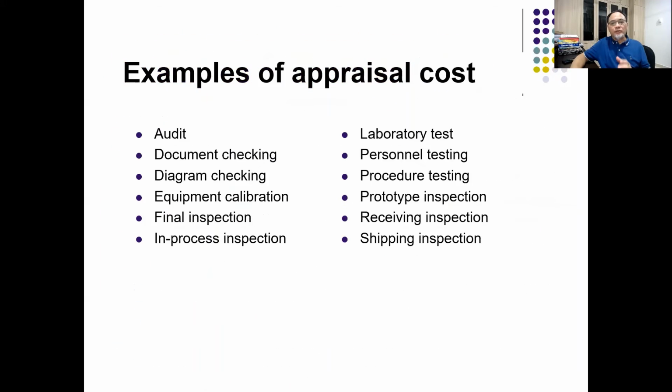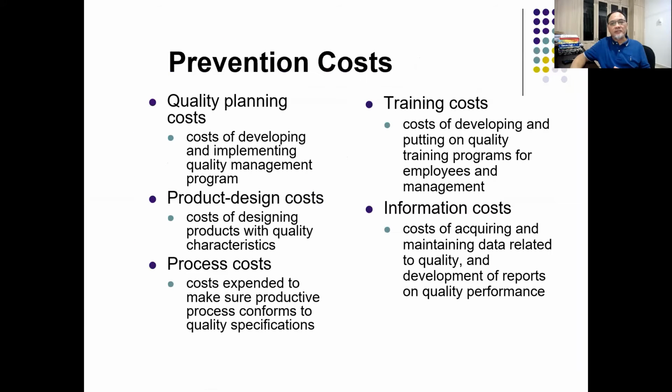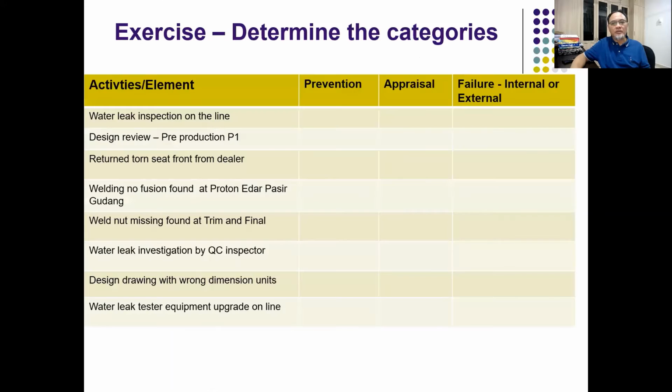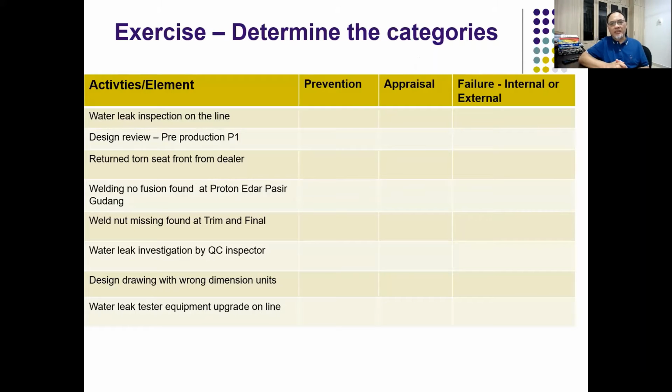Right. I hope you have understood the different types of cost categories: the prevention costs, the appraisal costs, as well as the failure costs. Having known the basic concepts of the PAF model, or the PONC, price of non-conformance, the next step probably needs identification as well as collecting the data and doing improvement activities. Because I've mentioned many times, the most important thing in quality is improvement.